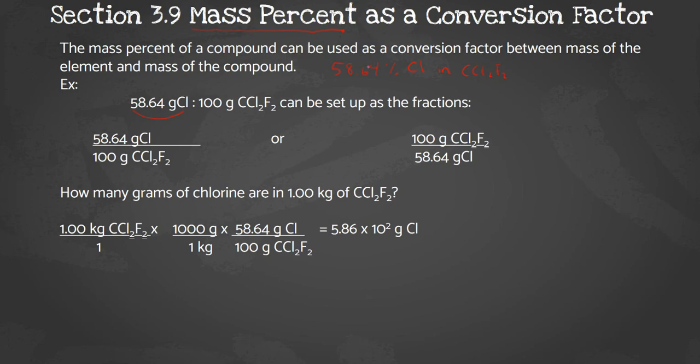And what the percentage means, remember, is that we have this many grams of chlorine in 100 grams total of our compound. Or we can write the inverse of that and still have it be true. It's just like 12 inches over 1 foot is equally correct as 1 foot is 12 inches. We can use either one of these to convert in our problem.